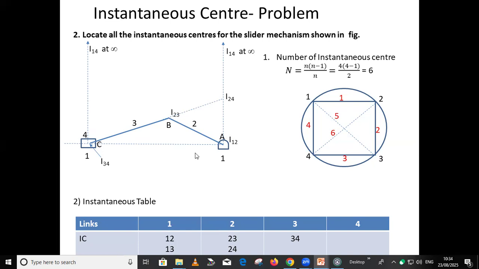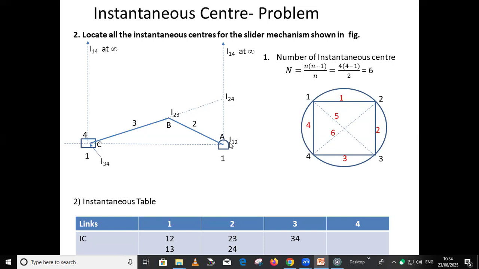So again, we can find out the number of ICRs required. N equals N into N minus 1 upon 2, so it will be 6. So just divide the circle again into 4 parts, then locate 1, 2, 3, 4 on it. Of all the ICRs, I1,2 is available, I2,3 is available, I3,4 is available, and I1,4 is available. The ones that are neither fixed nor permanent ICRs, and are missing, are only I1,3 and I2,4.